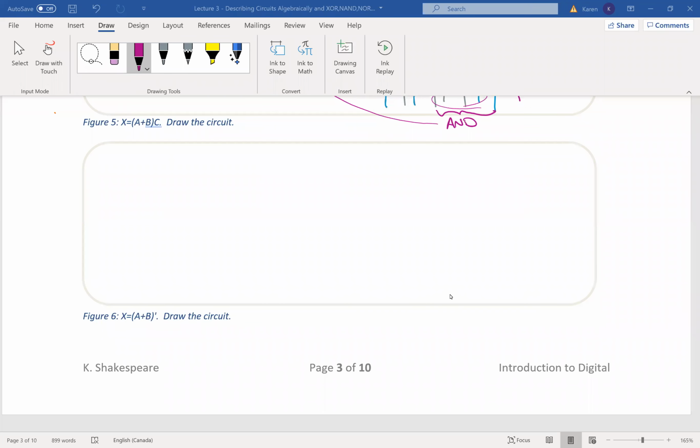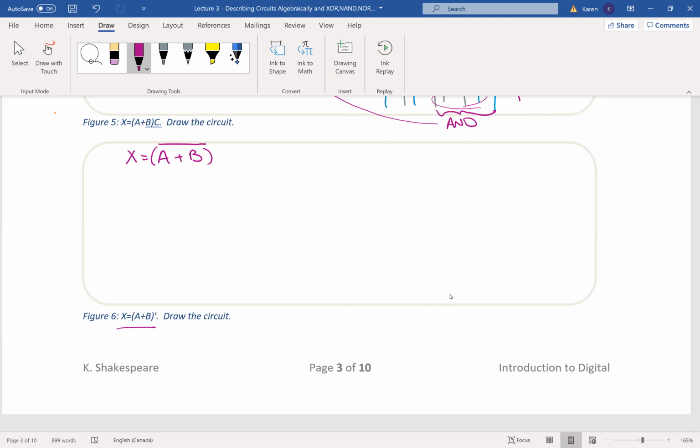Let's make another logic diagram and truth table given this Boolean expression, which is A or B, all inverted. So the expression is x equals A or B, all inverted.